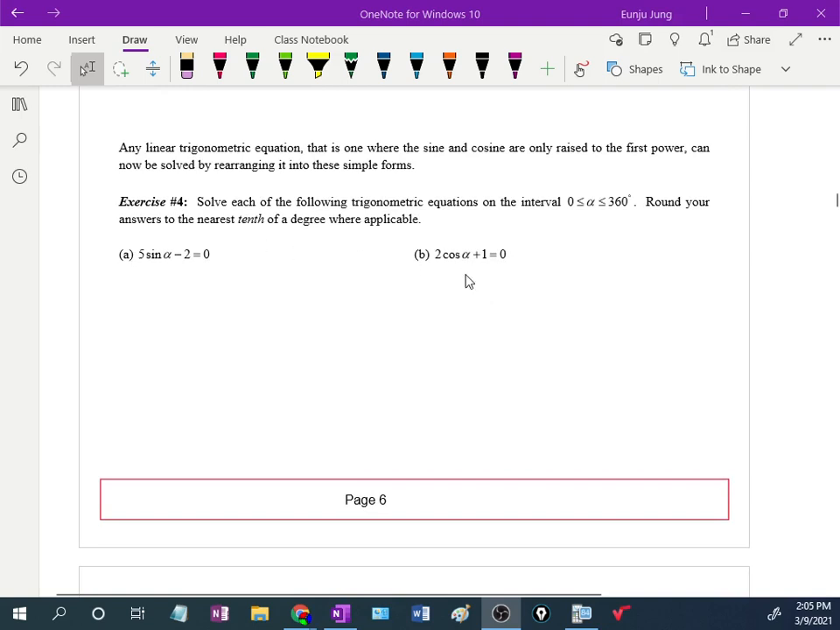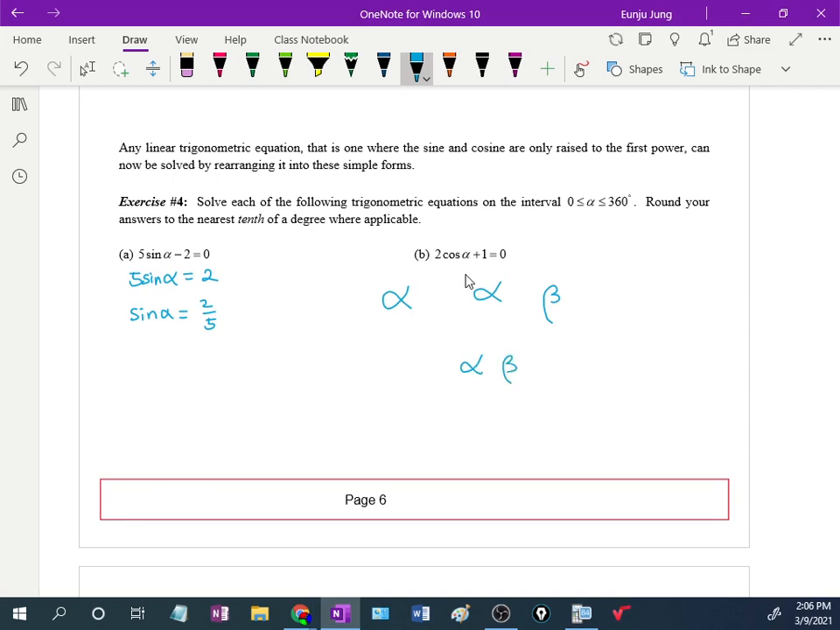So number 4a, I need to isolate sine alpha. So add 2 on both sides. After that, what do I need to do? Divide both sides by 5. So this is not a, this is alpha. You can write alpha like that. Beta. We use alpha and beta a lot in trigonometry class to refer to angles like A, B. So this is the starting point, and let me start using the same notation for reference angle.